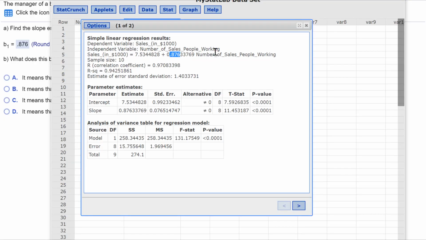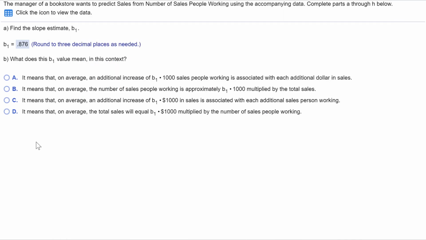So what does the slope mean? On average, for every additional salesperson working, I get 0.876, the slope, times 1,000 more sales. So let's see which one matches that.